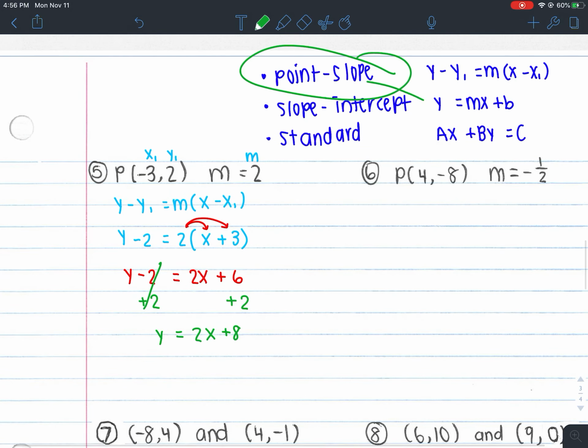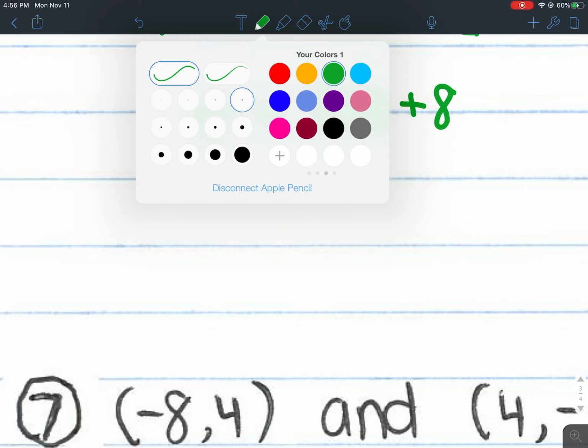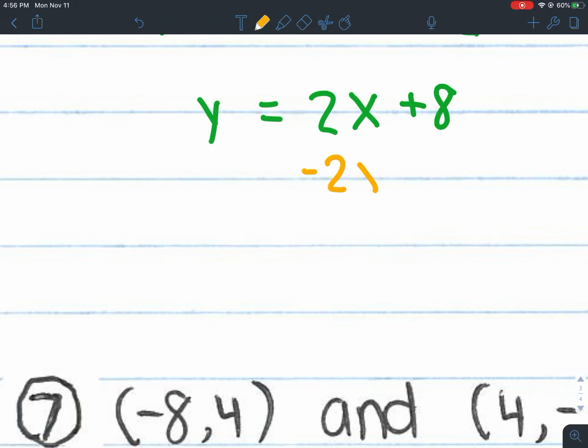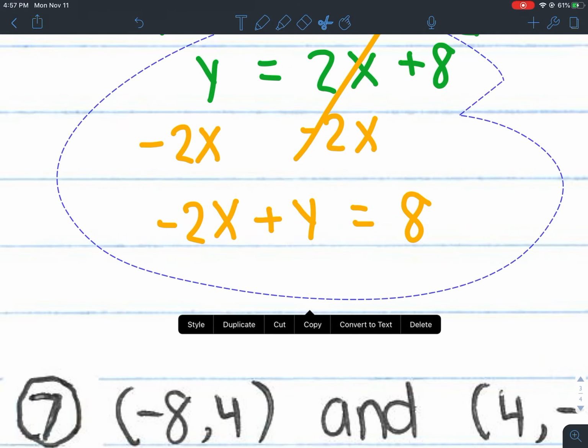See, we just went from point slope to slope intercept. We went from y minus y1, and we went to y equals mx plus b. From slope intercept, now we're going to go to standard. The first thing I'm going to do is I'm going to subtract 2x on both sides. So we have negative 2x plus y equals positive 8.